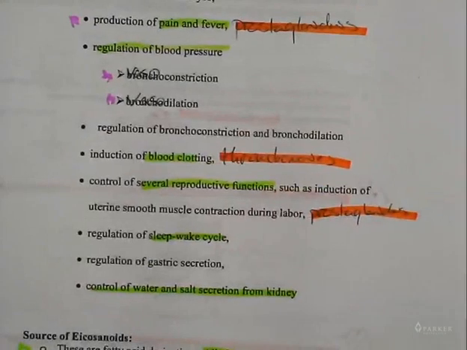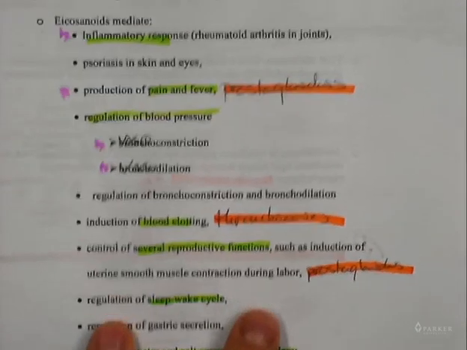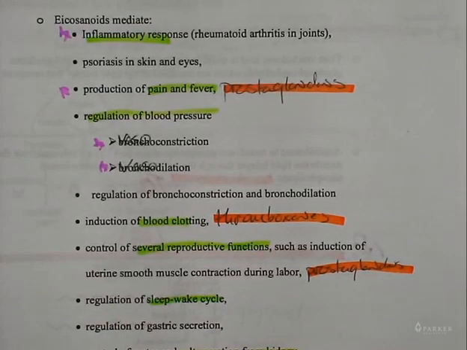Okay. Here's the overview of what we're going to be looking at this chapter. So eicosanoids mediate lots of different stuff. We've got a few on here starred that you might want to know. We're going to kind of talk about all of them. The big thing is they mediate the inflammatory response. That's the primary goal of eicosanoids, is to mediate the inflammatory response. They produce pain and fever.